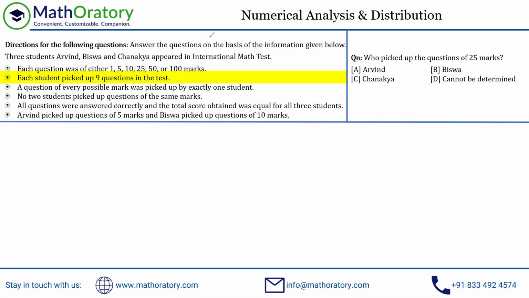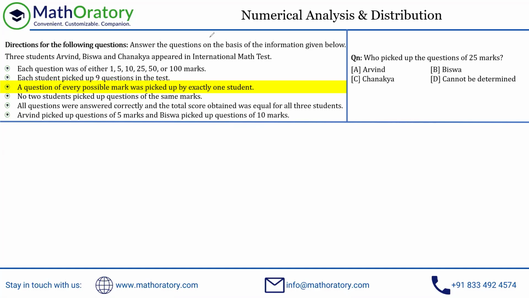Second bullet point is telling us each student picked up 9 questions in the test. Great. So we don't know how many marks each has picked up, but every student is picking up 9 questions. There is no way to conclude more from this, so I'm just reading these. Next point says a question of every possible mark was picked up by exactly one student.